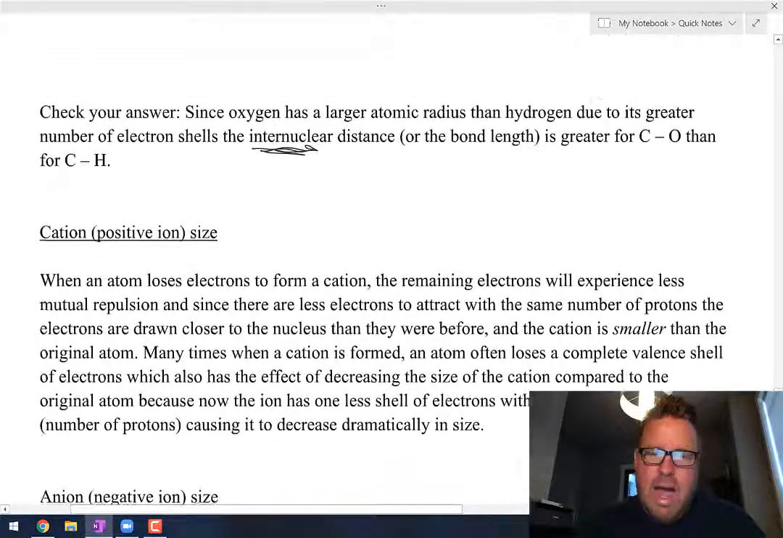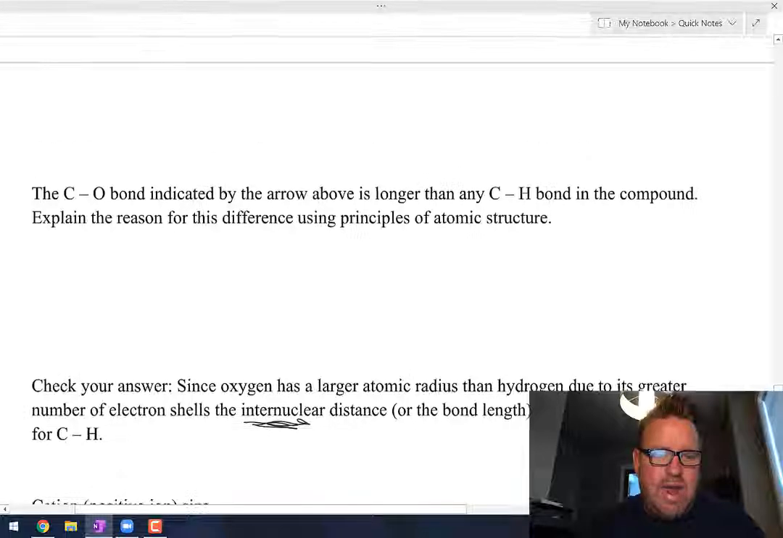Okay, and in our next video we will talk about cations and anions.